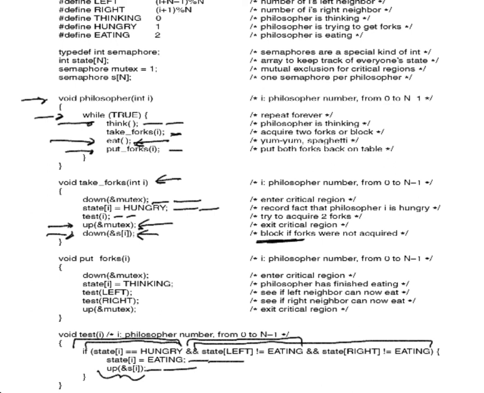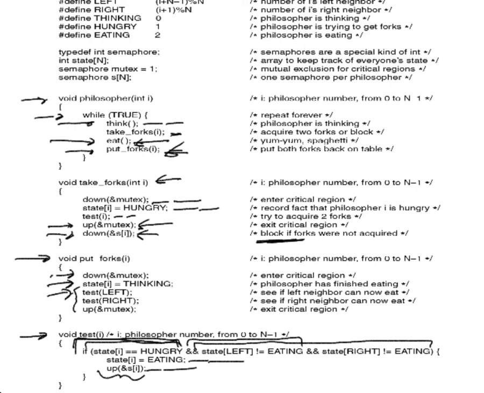So my neighbor finishes eating and puts the forks back. So let's go look at put forks. Put forks, enter the critical region. Now I'm thinking. And then the beautiful thing: my neighbor calls test on me. I come down to test. Yes, in fact, I am hungry.